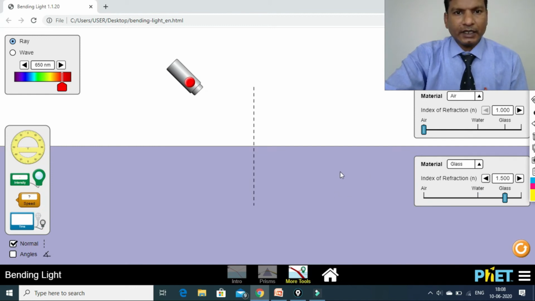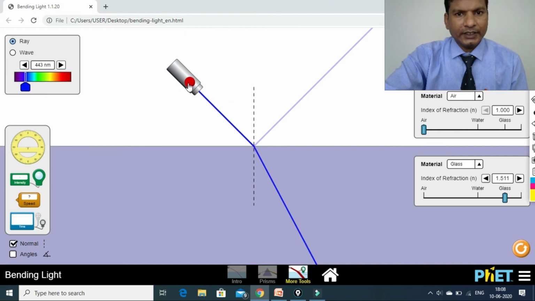Suppose here the ray of light is coming from this medium, I have taken air, and this medium I have taken glass. Now let's see what happens if the ray of light falls over here. Now a light ray is falling. When the light ray is falling over here, what is happening? It is bending in the second medium. Now why is it bending? Because in the second medium the refractive index is not the same as the first medium.